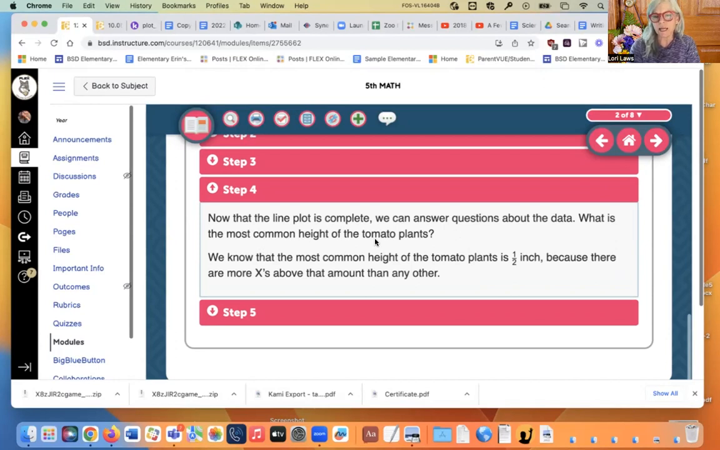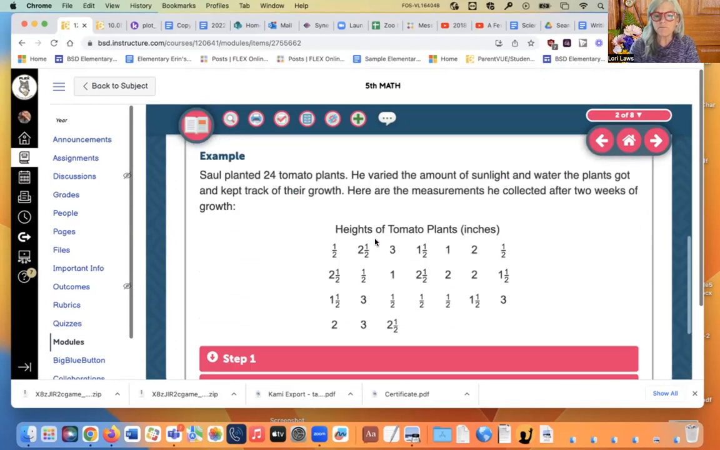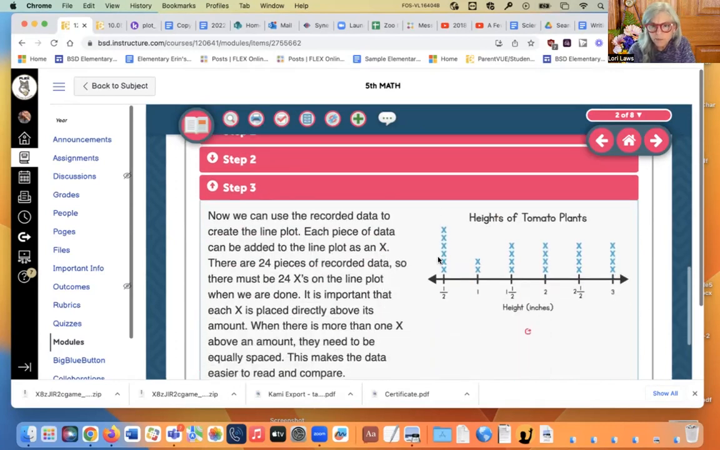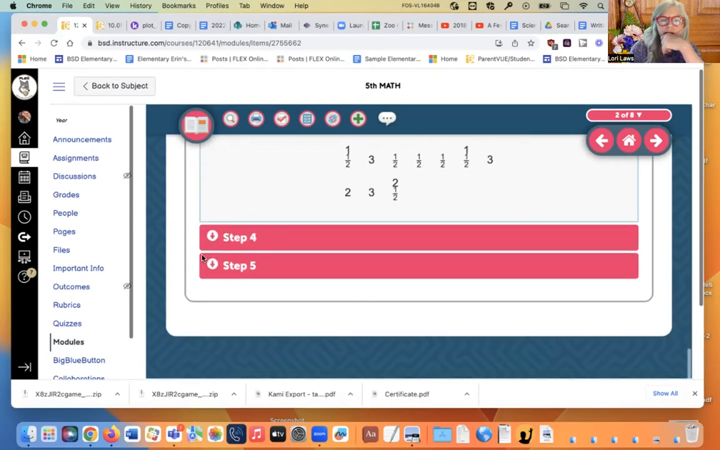What's the most common height? So most common means there's going to be the most of them at that height. So if we go back here and we look, it looks like we have the most at 1/2 of an inch. What's the next question?